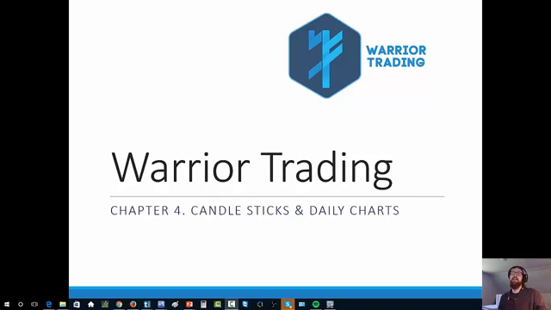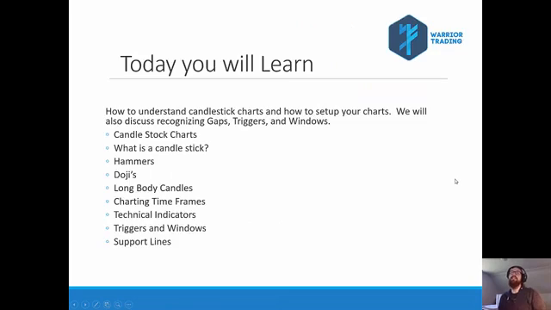All right, so today on the agenda, we're going to look at candlestick charts. There's a typo there. Understanding what a candlestick chart is, and then we're going to look at specific candles, hammers, dojis, long body candles. We're going to look at different charting time frames. We're going to review some technical indicators, and we're going to talk about triggers, windows, and support and resistance lines.